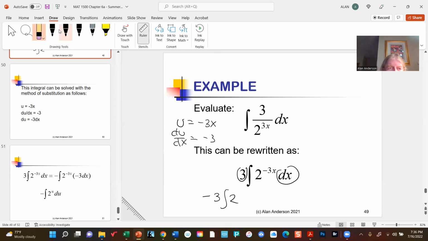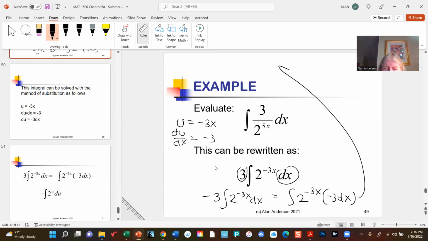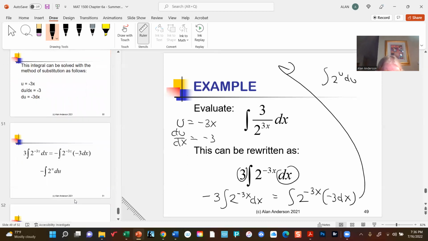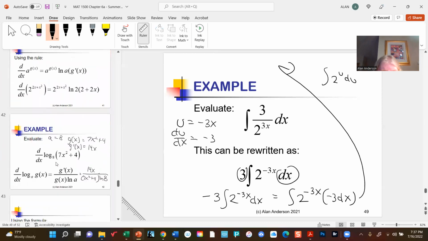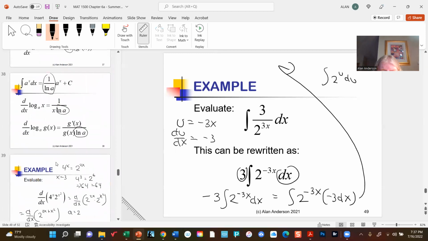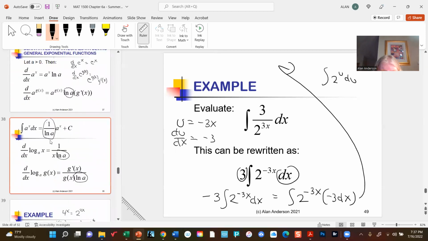2 to the minus 3x. And you can rewrite this if you want as 2 to the minus 3x times minus 3 dx, which means we have the integral of 2 to the u power du. Now, all of a sudden, we do have a rule that works. If you look back here, we had a rule for the integral of a to the x. Where is it? There it is.